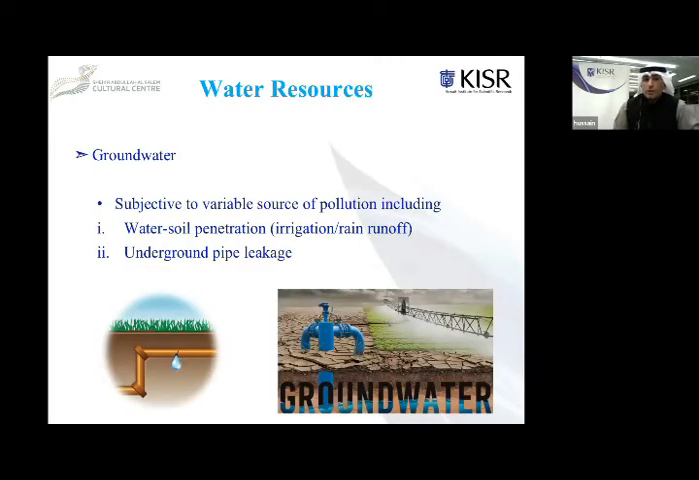Of course, groundwater is subject to several types of pollutants, mainly what's penetrating through the soil. For example, we are using some chemicals and pesticides in order to kill any germs or insects in the agriculture areas. While we're irrigating those plantations, the chemicals will penetrate through the soil to the groundwater, and it will affect it and pollute it over the long term. Another source of pollutant is the underground pipe leakage.